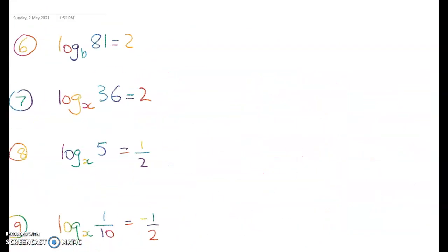This time, what we're finding is the base of the log. And the base of a log has got to be a positive number. Now, I'll talk about that a little bit more in class if you want me to, but for now, that's all you've got to remember here. Okay, so we're going to do the loopy thing repeatedly on these questions and write them out as exponent equations. So we get b squared is equal to 81. So b is equal to 9.